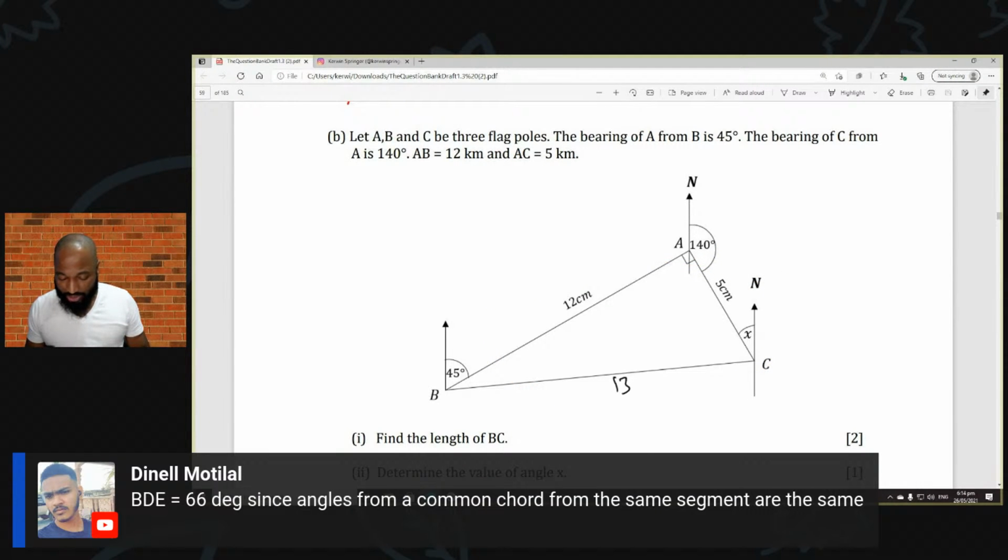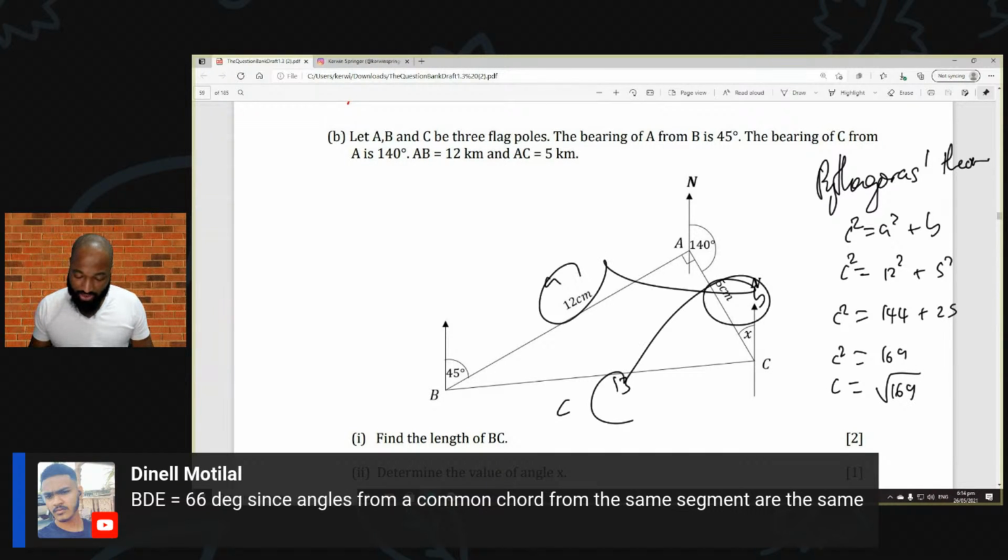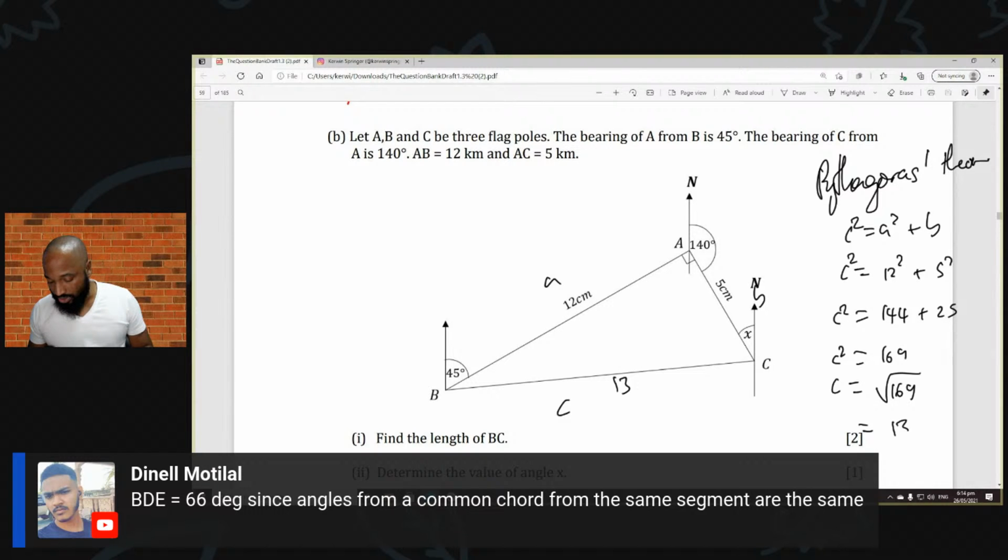So yes, this is 13 because it's a 5, 12, 13 triangle, and you can use Pythagoras theorem to prove it. Where you have c squared is equal to a squared plus b squared, and this is c, this is a, this is b. C squared is equal to 12 squared plus 5 squared, 144 plus 25, 169. That's c squared. So c is equal to plus or minus the square root of 169. Well, since you're dealing with lengths, you only do the plus part. So this is 13 centimeters. So that one is easy. You get 2 marks for that.